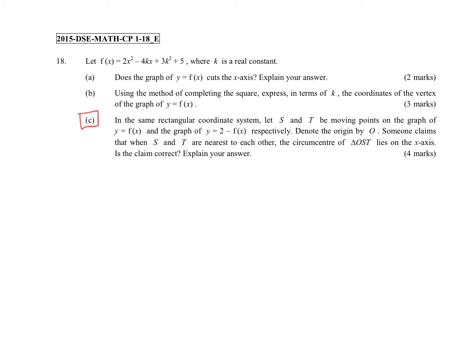Now first of all, since we have the second graph, y equals 2 minus f(x), in part C we try to denote the vertex of the graph y equals 2 minus f(x). I denote this vertex by G.